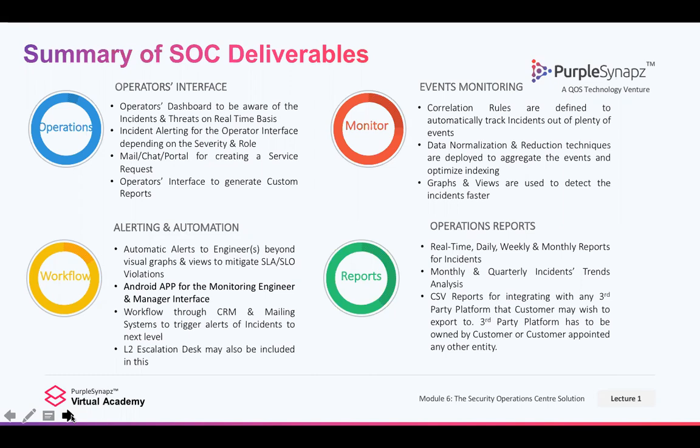In event monitoring, what is important? The correlation rules have to be defined. Sometimes they have to be embedded automatically from the vendors. So all the correlation engine vendors send those rules automatically to be triggered. Plus they also allow you to customize rules. Then data normalization and data reduction by aggregation all need to be part of the monitoring function. If you don't do that, your monitoring will not be that great.